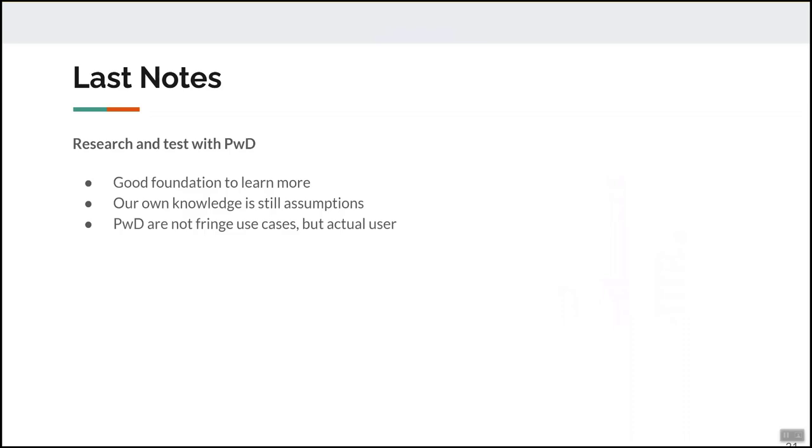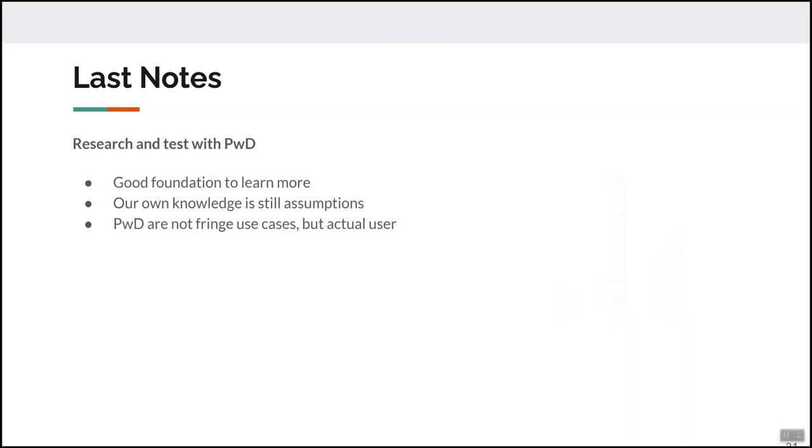And some last notes. Always research and test with people with disabilities. What we saw in the slide deck today was a good foundation to learn more. There's links and links to videos to watch so that you can learn more. Use this as a good jumping off point. We learned about different modes of disabilities, types of disabilities. We saw that there are a few videos out there to see how people use assistive technology, and a video of how somebody went from a hotel room to a bagel shop and saw how much more effort and time it took them to do that than it might take the typical person.